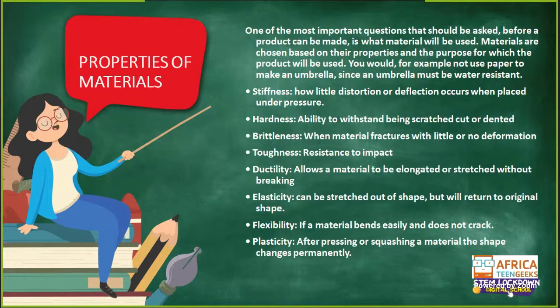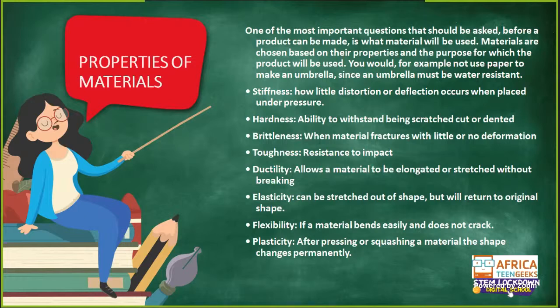And what is hardness? Hardness is simply the ability to withstand being scratched, cut, or dented. So if an object is hard, you cannot scratch it, you cannot cut it, or you cannot even dent it. To dent it is to change the shape a bit. Now let's look at brittleness. When material fractures with little or no deformation. It means the material can be damaged, but it cannot be deformed completely.